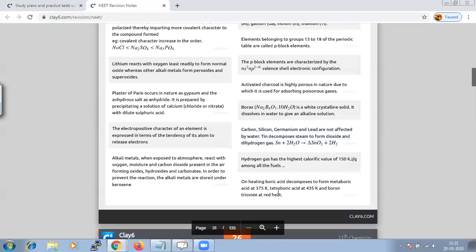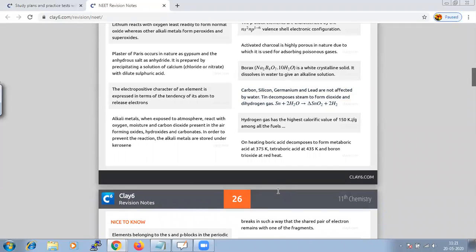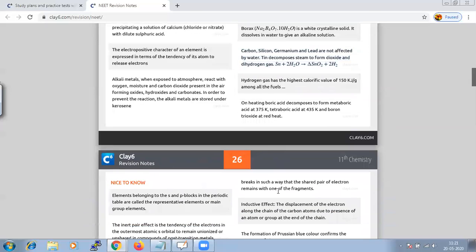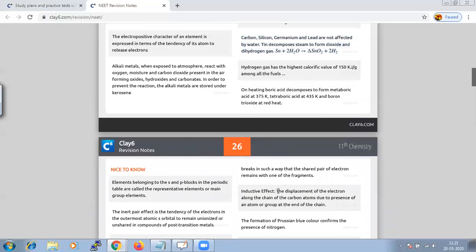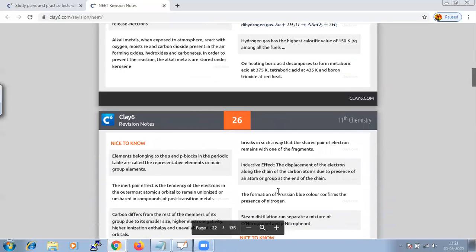On heating, boric acid will decompose to form metaboric acid. And as the temperature is increasing, it still decomposes. It can form tetraboric acid at 435 Kelvin and boron trioxide at red heat.